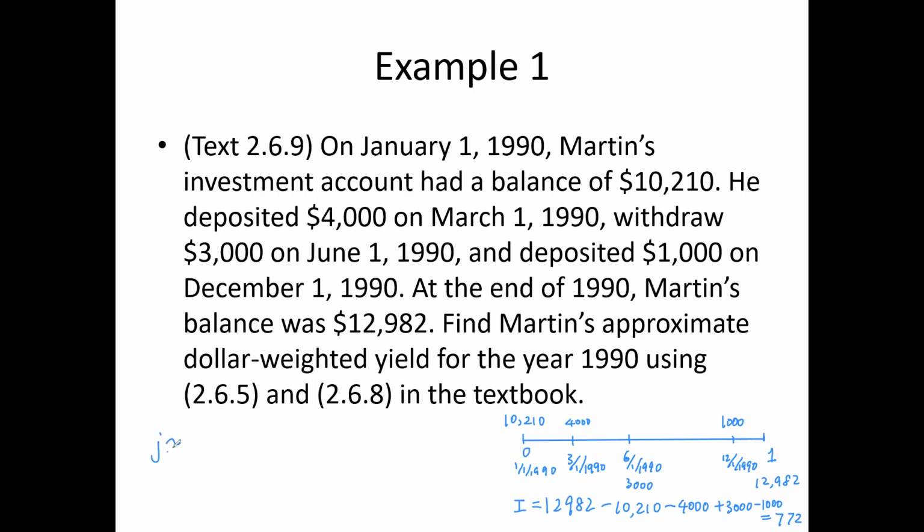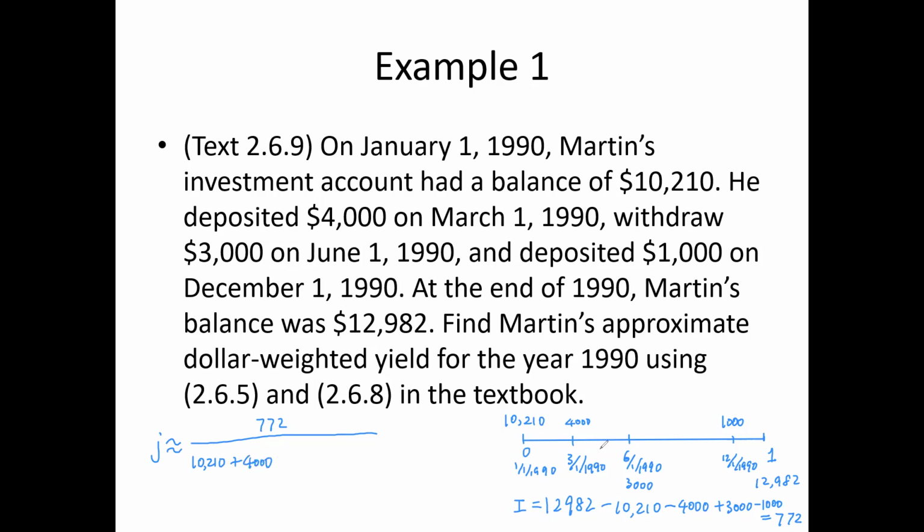So the approximated dollar weighted yield rate is capital I, divided by the weighted average of the contributions. So 10,210, that is for 1 year. Okay. And then you plus 4,000.